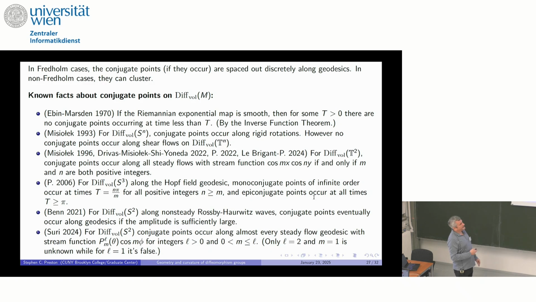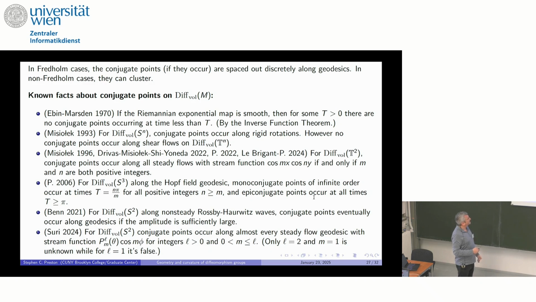The most pathological example I know is S3 with the Hopf field. I can tell you the conjugate points happen like this. There are monoconjugate points. Exponential map is not 1-to-1. Monoconjugate points at all rational multiples of pi. Beyond pi itself, because remember, for a short time, that's minimizing. As soon as you reach pi, all the worst possible things you can imagine immediately happen. You get monoconjugate at all rational numbers and epiconjugate at all real numbers beyond pi.